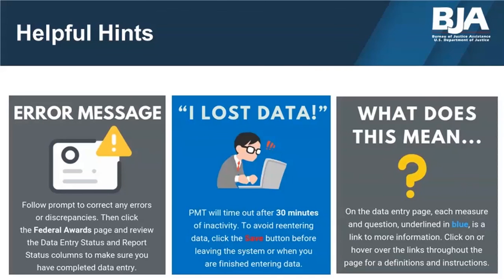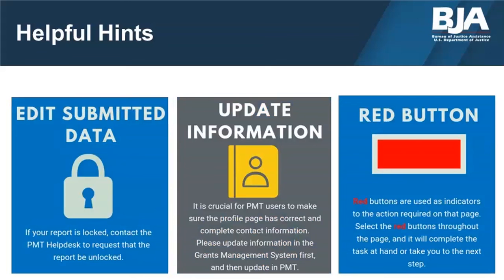What does the question mark mean? On the data entry page, each measure in question underlined in blue is a link to more information. Click and/or hover over the links throughout the page for a definition and instructions. Edit submitted data. If your report is locked, contact the PMT help desk to request that the report be unlocked. Update information. It is crucial for PMT users to make sure the profile page has correct and complete contact information. Please update information in the grants management system first and then update in PMT.